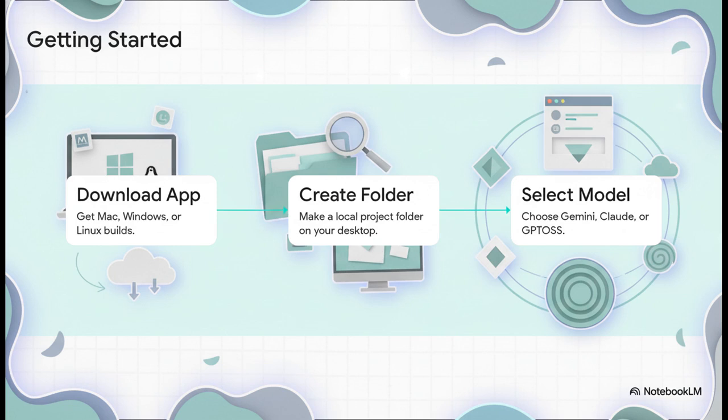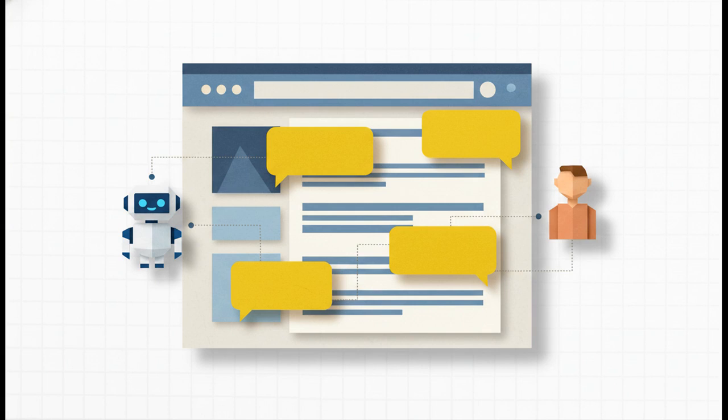Finally, check out the drop-down menu. You can pick from frontier models like Gemini 3.5 Flash, Claude Sonnet, or GPT-OS, all available right inside the free tier to power your project. Once you're in, the best part is you don't even need to be a master prompter.